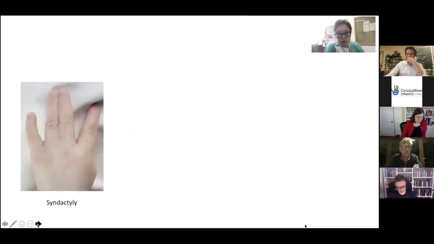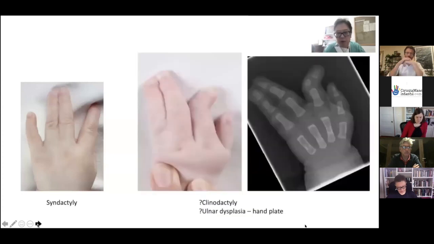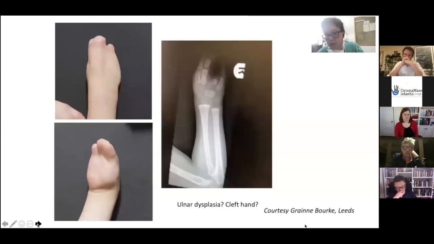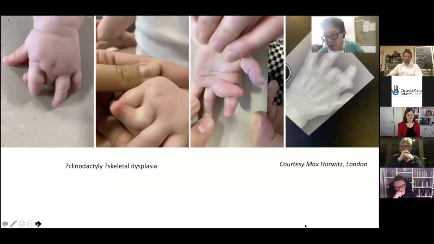For example, none of us will have any problems diagnosing this as syndactyly. But what is this? You can easily see different people diagnosing this differently, as camptodactyly, or is this ulnar dysplasia? What about this? Would you classify this as ulnar dysplasia? Would you classify this as cleft hand? Now, what about this? This is courtesy of Max, who's the moderator. Would you call this clinodactyly, or would you call this some form of skeletal dysplasia? How would you put this in the OMT? You can easily see different people putting this under different categories.